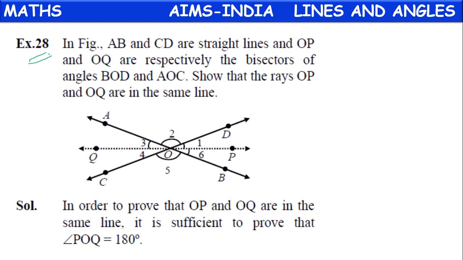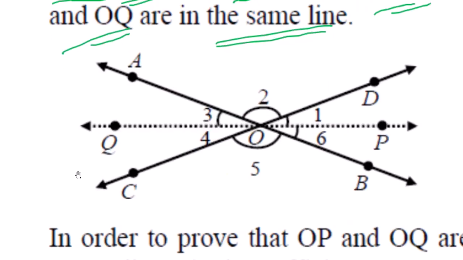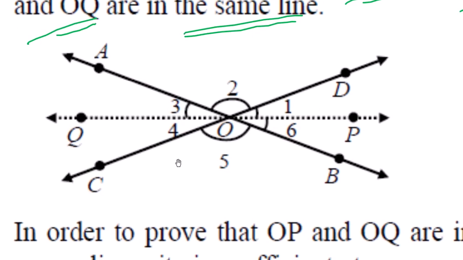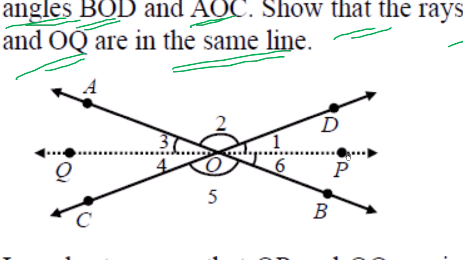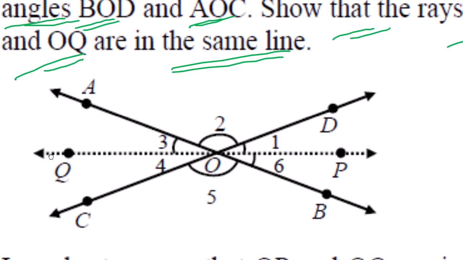Next one. In the figure, AB and CD are straight lines and OP and OQ are respectively the bisectors of angles BOD and AOC. Show that rays OP and OQ are in the same line. So here, children, in the figure, AB is a line, CD is a line and OP, OQ are the bisectors.